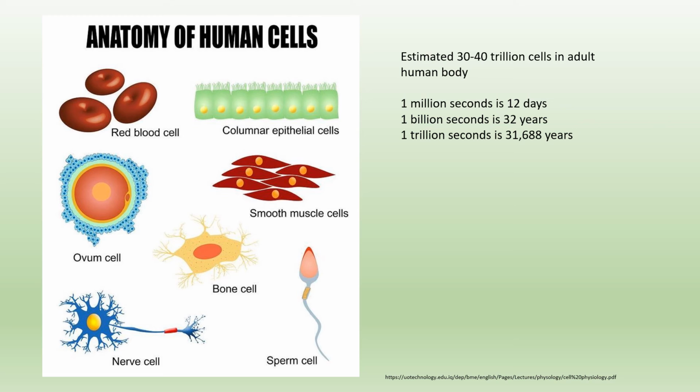The adult human body has an estimated 30 to 40 trillion cells. This is a huge number, and it's very hard to get your brain around it. So let's go through to give you an idea of how big these are. We hear the term million a lot. It's a big number.